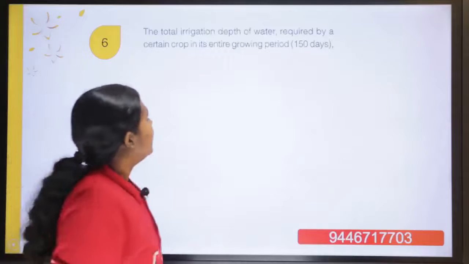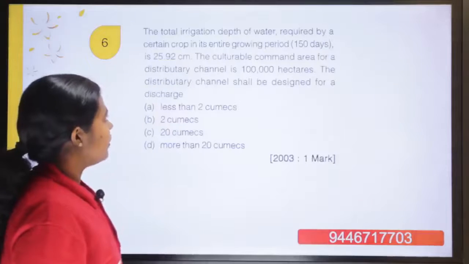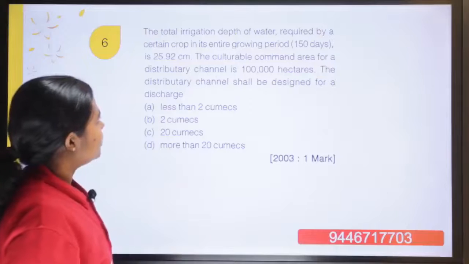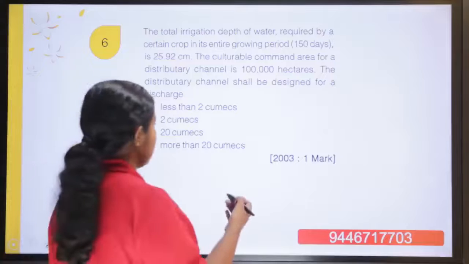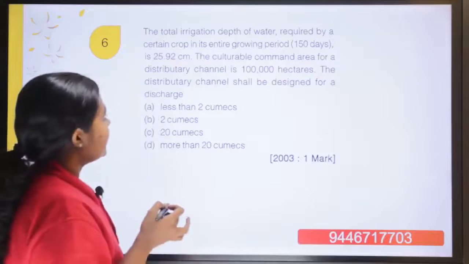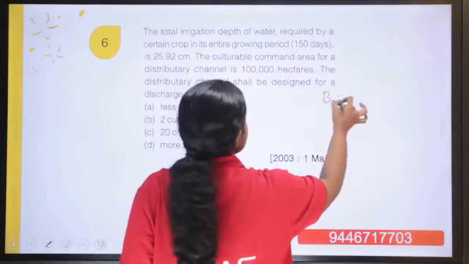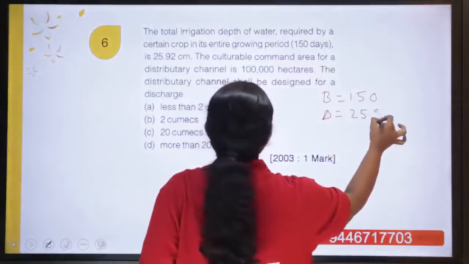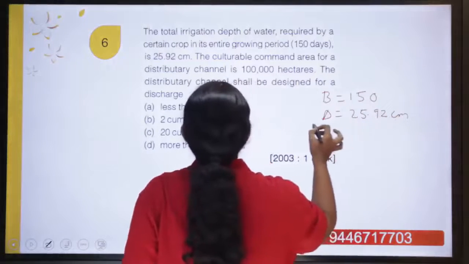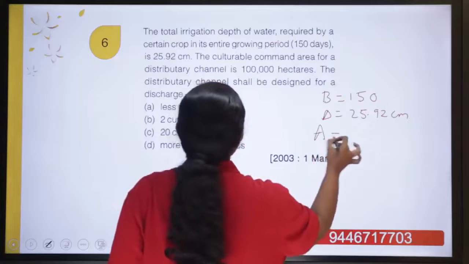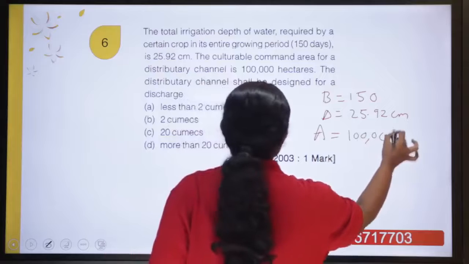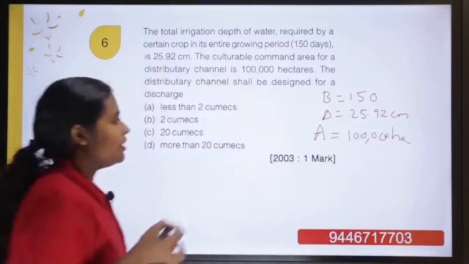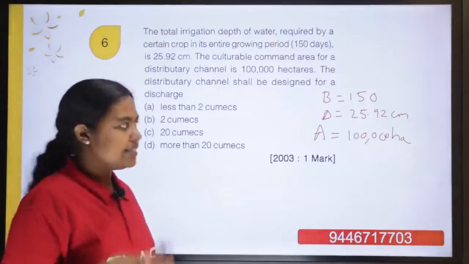Next question. The total irrigation depth of water required by a certain crop in its entire growing period is 25.92 centimeters. Okay, that is the entire growing period, base period is given as 150 days and irrigation depth is 25.92 centimeters. The culturable commanded area for a distributary channel is 100,000 hectares. The distributary channel shall be designed for a discharge. We have to find out the discharge.